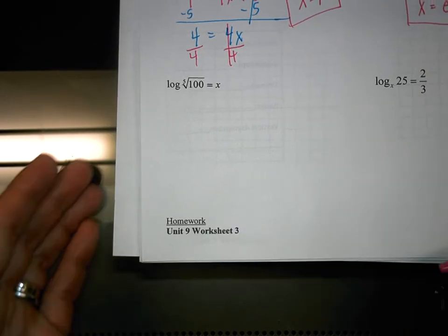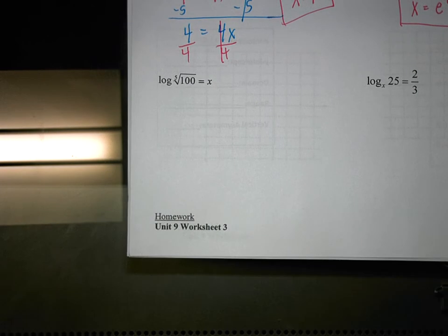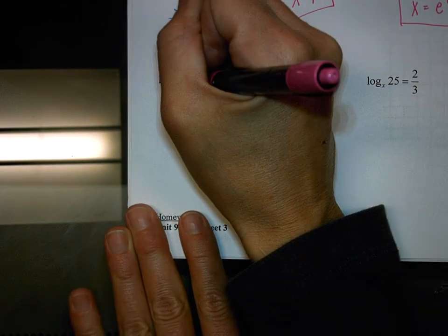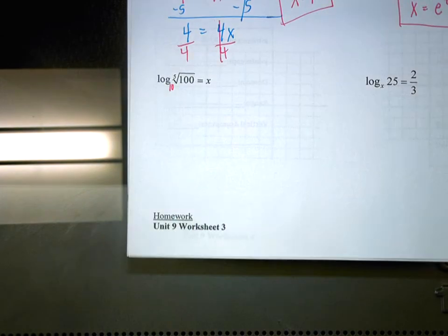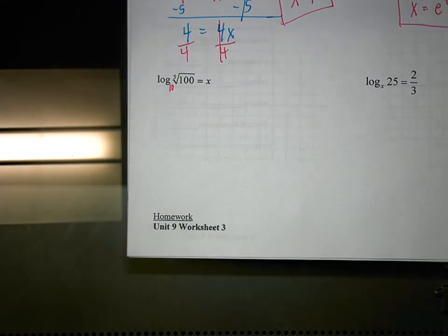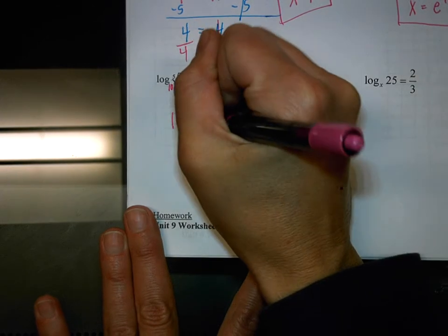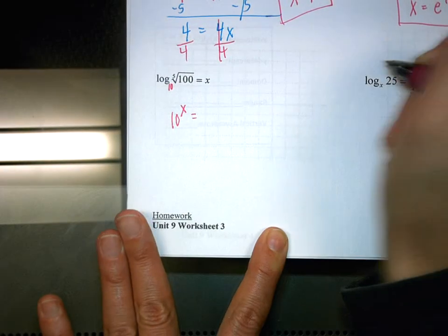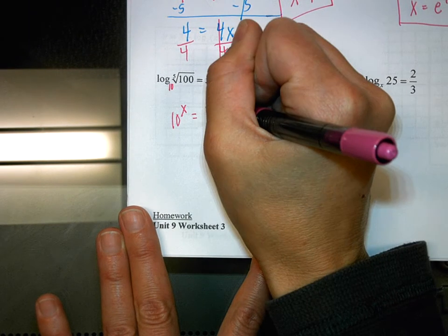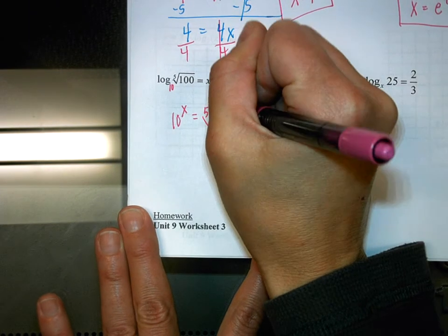Now logs are what base if it doesn't state it? Good, base 10. Do I have a single log on both sides? No. Nope. So what am I going to do? Change it to exponential form. Okay, what will this be in exponential form? 10 to the x equals, so I'm going to write this first just as the fifth root of 100.